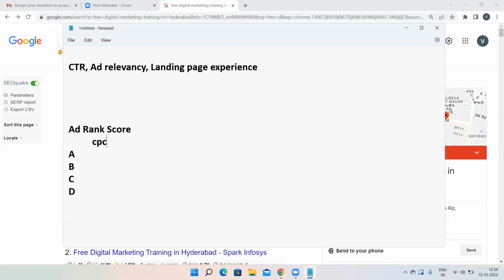Now, let us talk about ad rank score. We have learned about quality score, then we will talk about ad rank score. Ad rank is different, ad rank score is different. Now let's assume there are 4 competitors, A, B, C, D, and A is paying 20 rupees per click, and B is paying how much? 25, shall I take? 25. C is paying around 15.